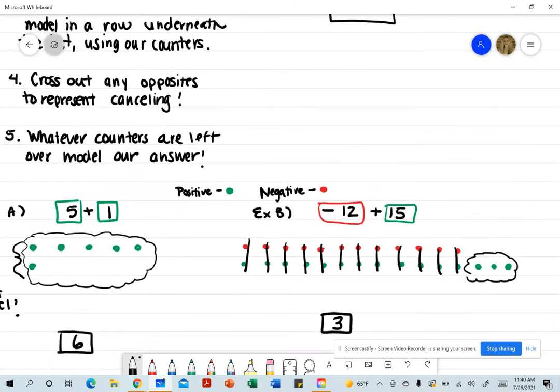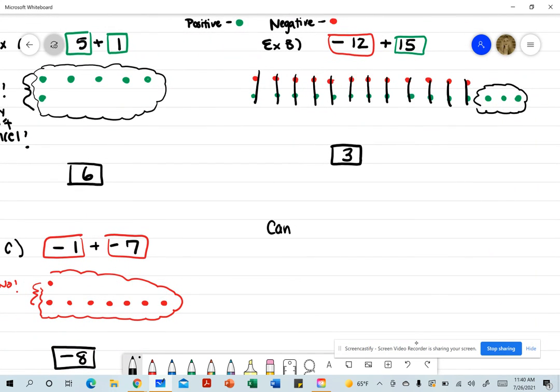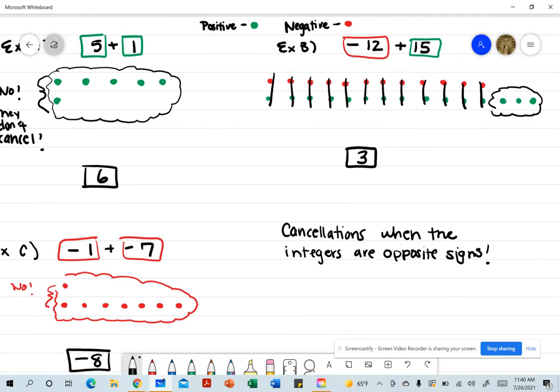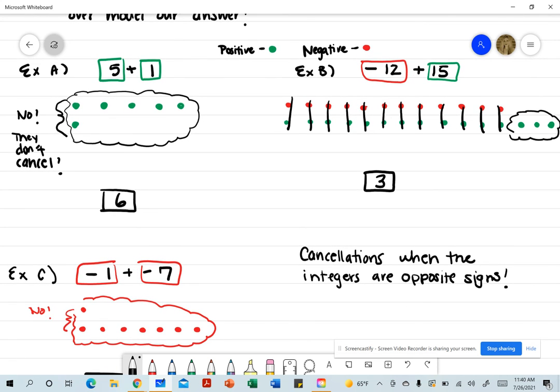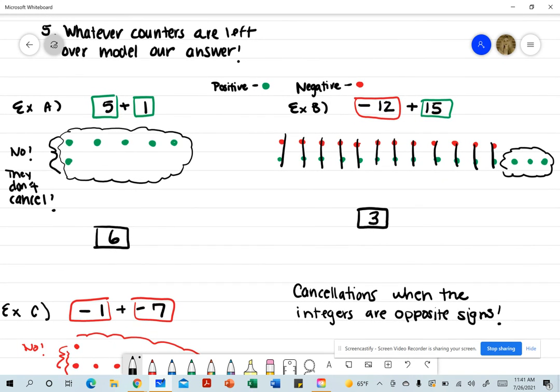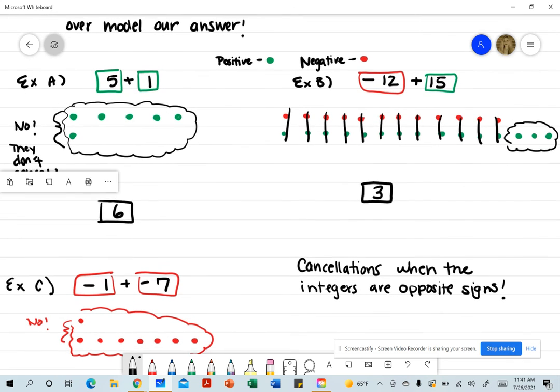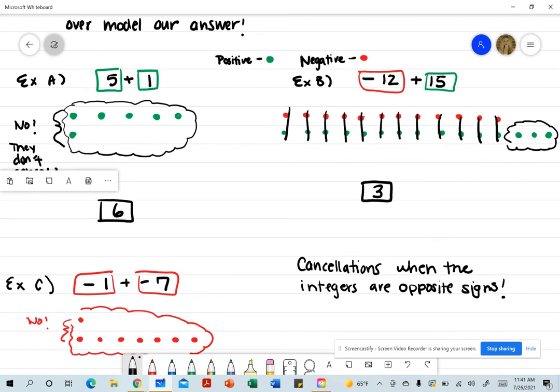If you're following along like I am, what you'll notice is there's only cancellations when the integers are opposite signs. What that means is one has to be positive and one has to be negative. If they're both negative, I didn't have a cancellation. They were just more negatives. If they were both positive, I didn't have a cancellation. They were just more positives. However, if one was positive and one was negative, that's when I canceled. So that is why it's really important to know your color combinations.